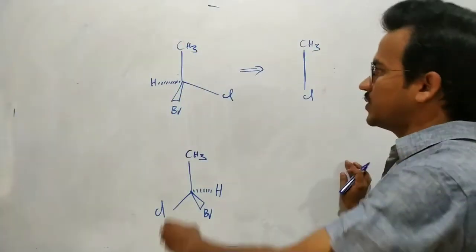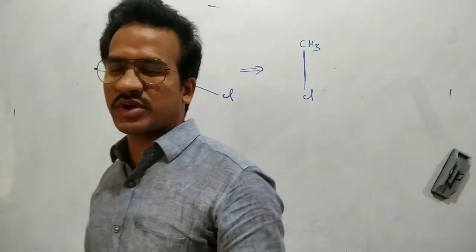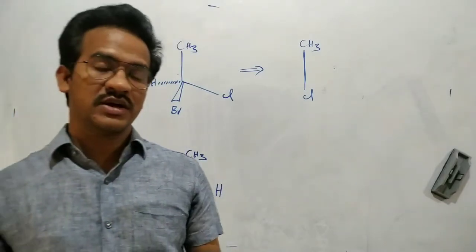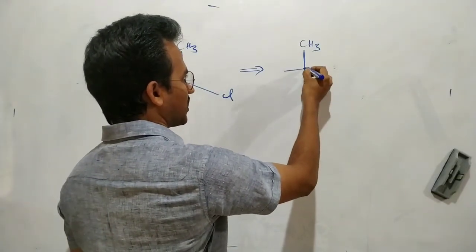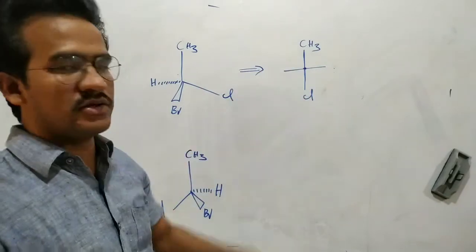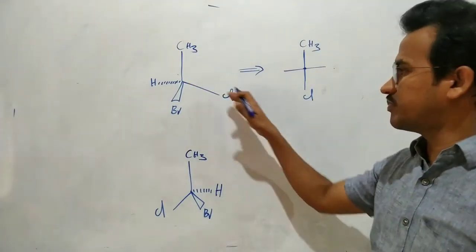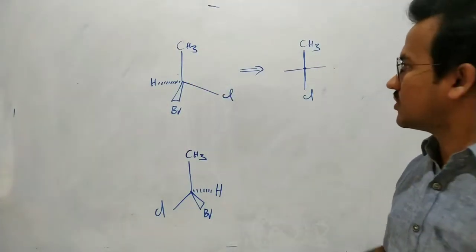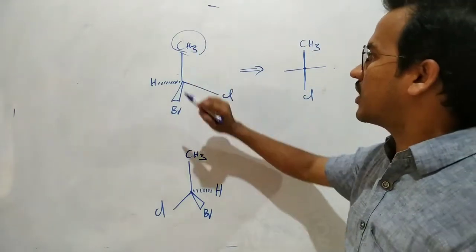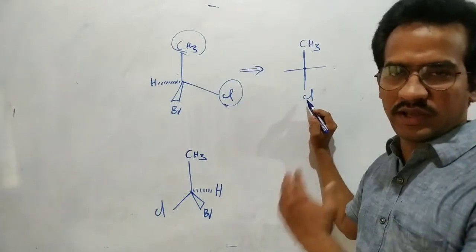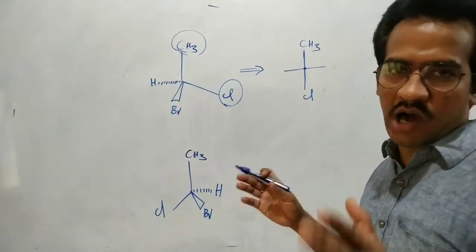The groups on the plane must be written on the vertical line. The Fischer projection involves an intersection of the vertical line and the horizontal line, and that intersection represents the chiral carbon. So the groups on the plane must be written on the vertical line. Here methyl and chlorine go on the vertical line, CH3 on top and Cl at the bottom. Now how to write the groups hydrogen and bromine on the horizontal line.